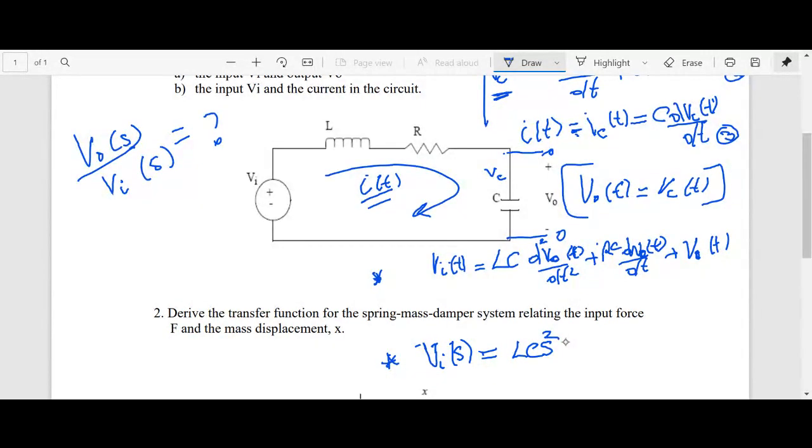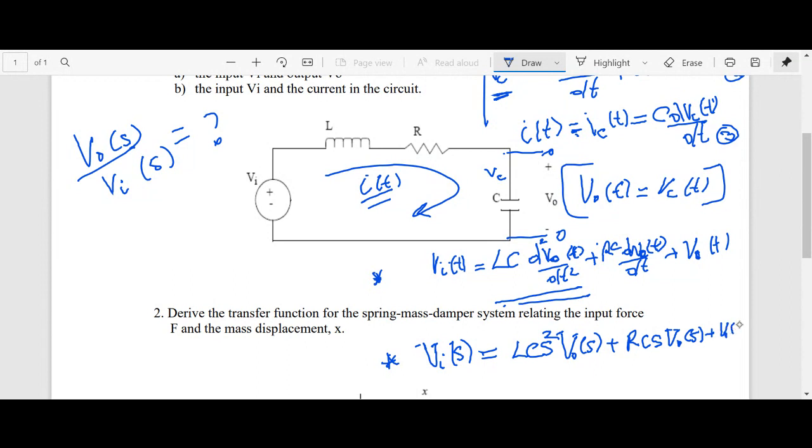Plus RCS. Hold on. We take the Laplace right here. Or V over... something missing. V_O of S. Continue now. Plus RCS. I'm going to put RCS. It's the same thing, same story. Continue. V_O of S. Yes, continue.